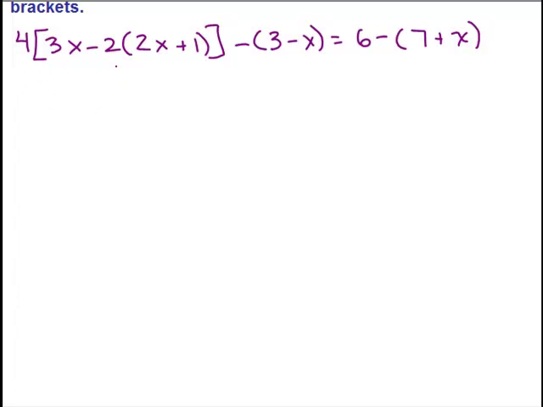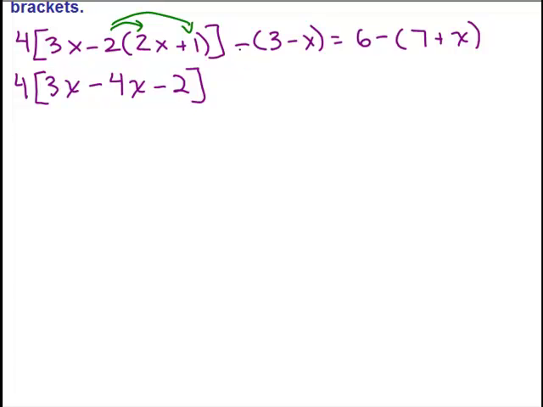So on the left-hand side, we've got some brackets, and within that, we've got some parentheses and a distributive property. So let's start off within the brackets by distributing this -2 to what's in parentheses. So I'm going to copy the 4 bracket 3x, and now I'm going to distribute this -2 to what's inside parentheses. So that gives me -2 times 2x is -4x, and -2 times +1 is a -2.